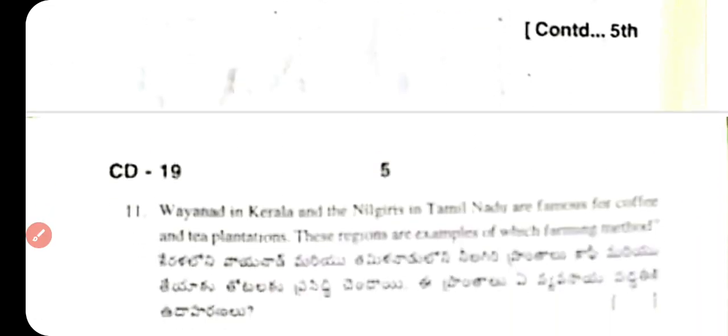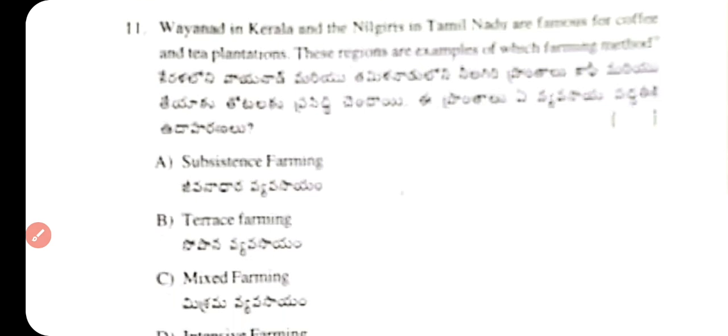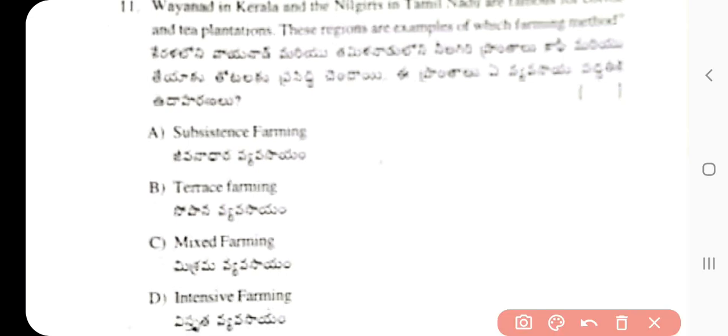Question number 11. Wayanad in Kerala and Nilgiris in Tamil Nadu are famous for coffee and tea plantations. These regions are examples of which farming method? What is the correct answer? Terrace farming is the correct answer of question number 11.